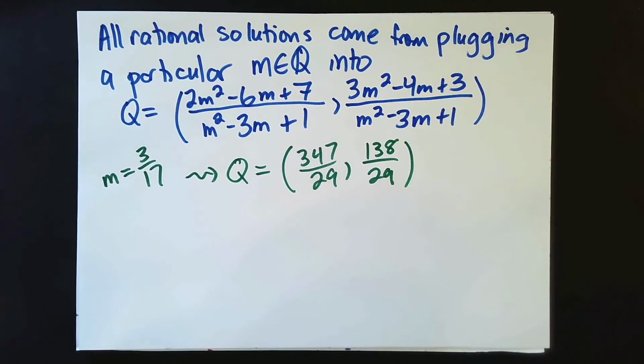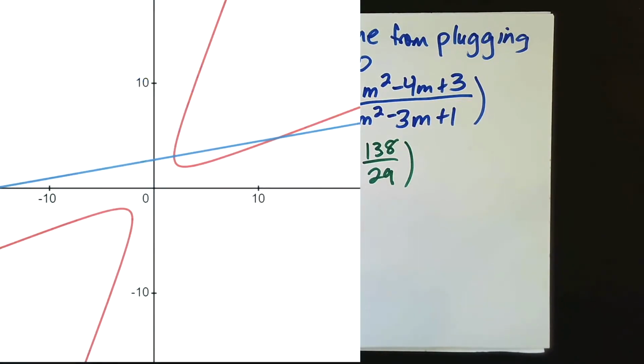And so if you want to know what this looks like graphically, here's our curve, that is x squared plus y squared equals 3xy minus 5. That's shown in red. Circled here is the point 2, 3. And then the blue line is the line of slope 3/17 through the point 2, 3, which we can see intersects the curve at one other point, and that point happens to be over there.